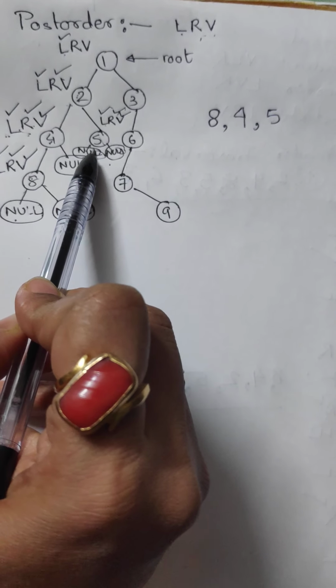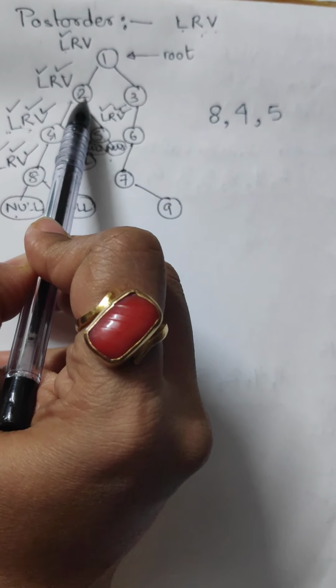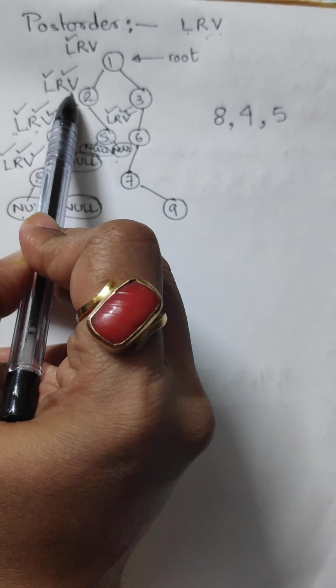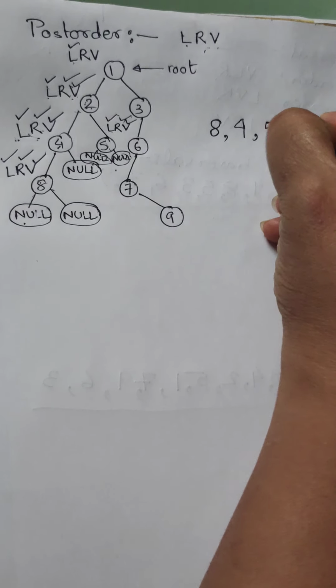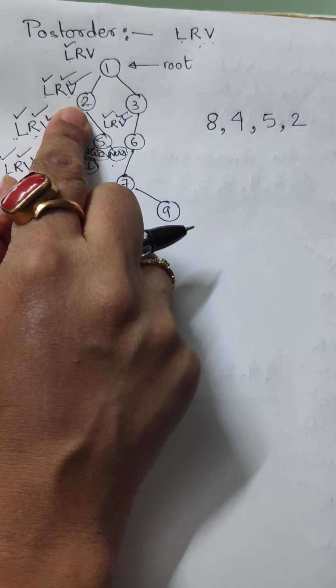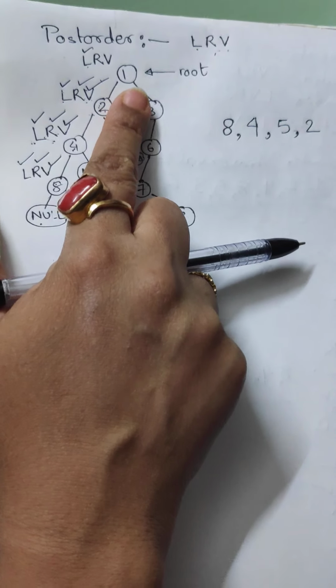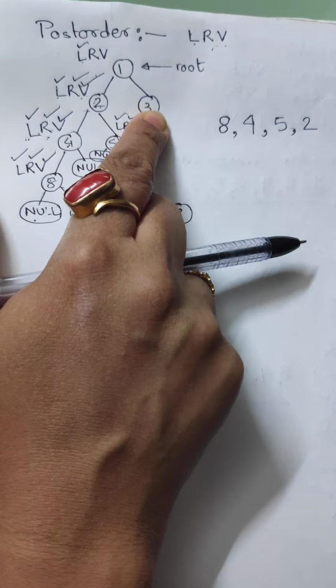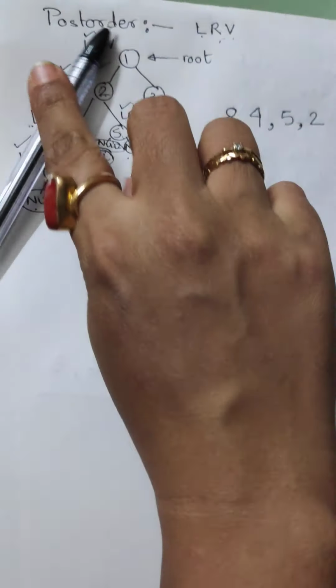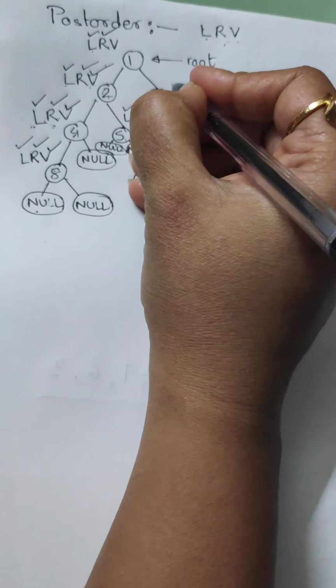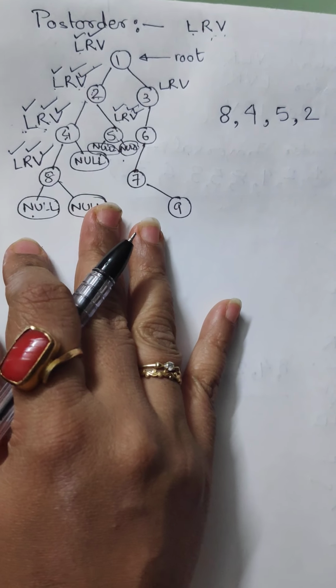After you are done with 5, you come back to 2 again. We have worked on the left hand side of 2, and we have worked on the right hand side of 2. We are left with visiting 2, so we display the value of 2. After displaying the value of 2, we come back to 1. Now we have worked with the total left hand side of 1. Now what will we do? We will go to the right child of 1. As you come to the right child of 1, you get 3 and you again apply LRV on 3.